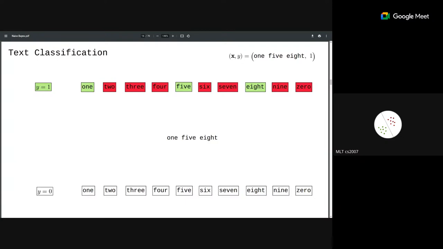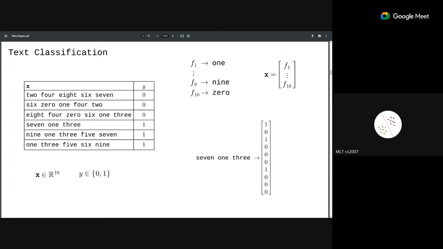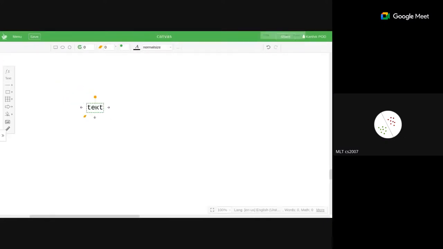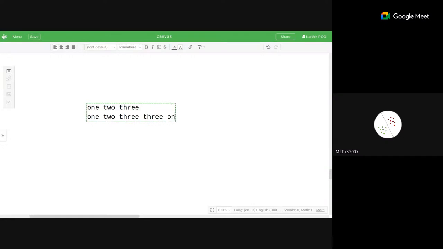Now, there's one more question. If the words are repeating, the assumption is that we are going to ignore frequency. Let me just go to this. Assume that you have these two data points. One data point is, say, 1, 2, 3. There is one more data point that is 1, 2, 3, 3, 1. What I'm saying is both of them are the same data point according to me.